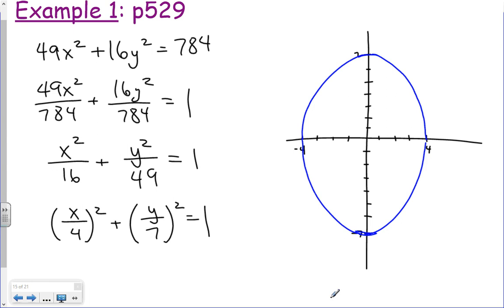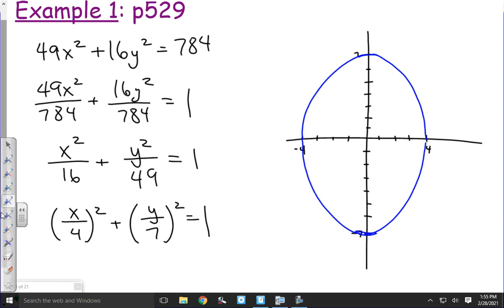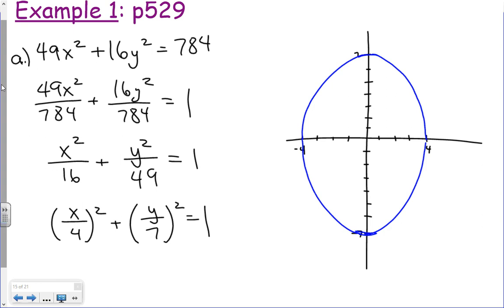Now they said to sketch in your focus and your directrices. I'm going to wait to do that in the next step here. We're going to find out the actual values of where these are at. I think that'll be a much better way to do this, to sketch those in once I know actually where they go. They are not going to be just randomly chosen where they end up here. They are uniquely defined for this ellipse here. So let's do that. This was part A.